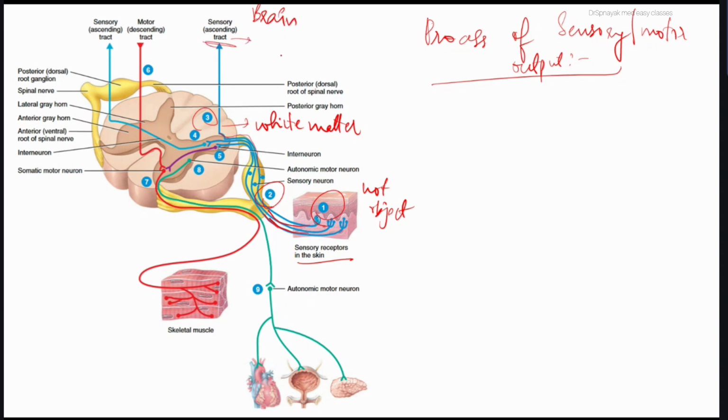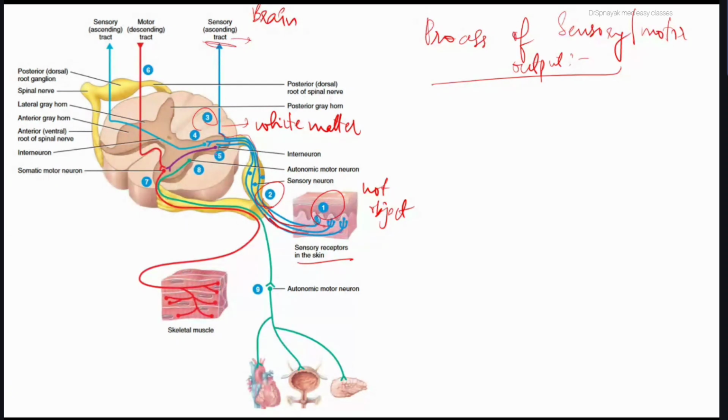So what is a tract? If a nerve is covering a long distance, it is known as a tract. As we can see, this neuron is covering the distance from the receptors in the skin and it is going on till the brain. So it is known as a tract. And since it is going from the organ to the brain, it is an ascending tract. So first the receptors were activated, the nerve impulses are carried to the white matter, and from the white matter, the impulse is carried to the brain through the sensory ascending tract.